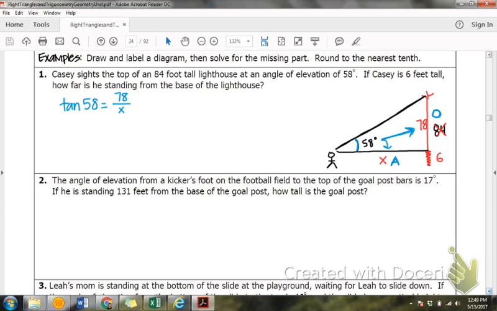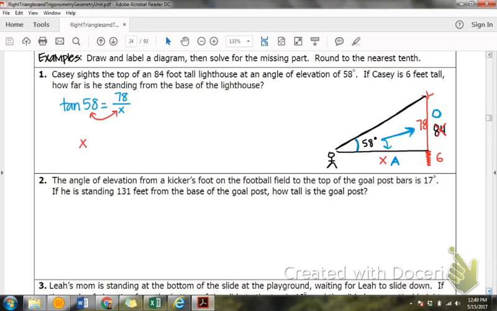Everyone okay with where I got this equation? Tangent of 58 equals 78 over x. So far. Does anyone remember how we get x by itself when x is on the bottom like this? Donald's reminding us we do the old switcheroo, right? When x is on the bottom only, this is when we do the switcheroo.